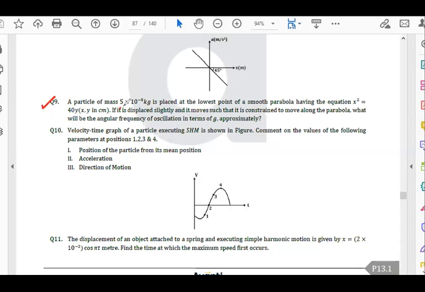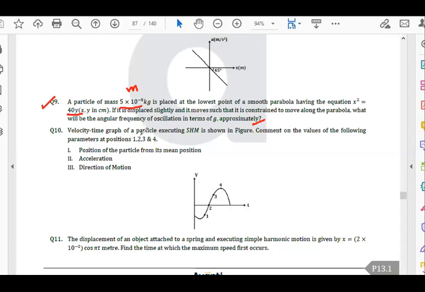A particle of mass, this mass is given. It's placed at the lowest point on a smooth parabola x square is equal to 40y. If it is displaced slightly, it moves such that, find the frequency in terms of g. Think about it. This is a good problem.